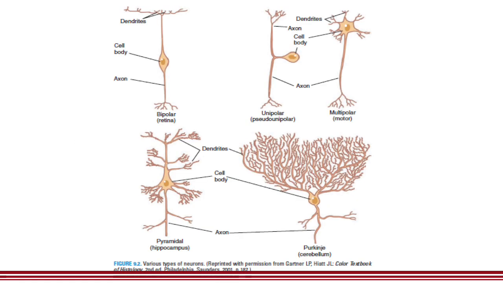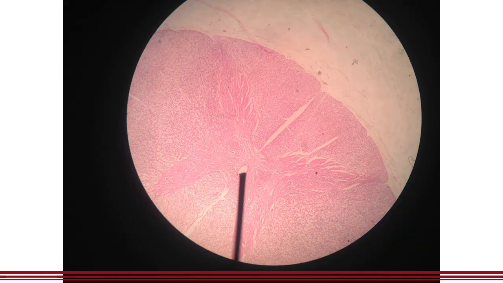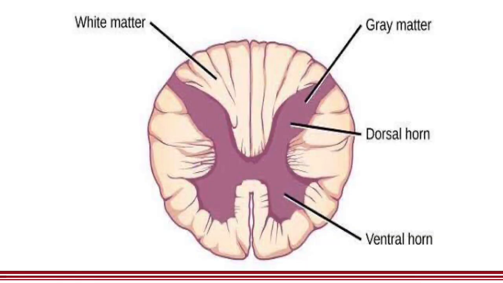So this is how neurons look like. Okay? We'll talk about the different parts of the neurons in a bit. This is a picture of the spinal cord, cross section of the spinal cord.